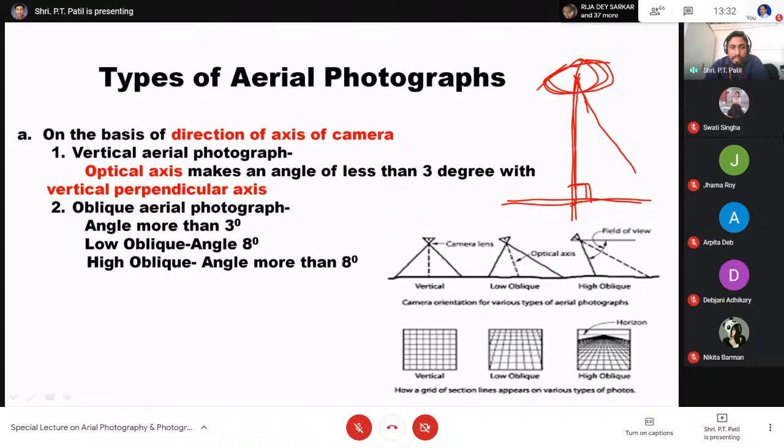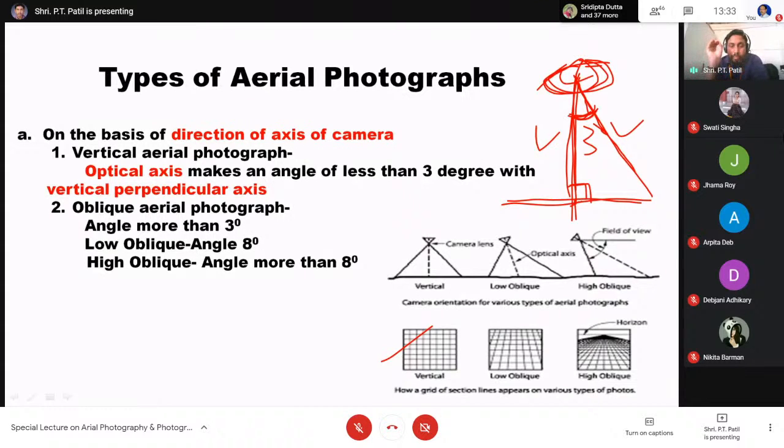So on the basis of the vertical and perpendicular axis, means the direction of the camera, there are three major types of aerial photograph. The first one is the vertical aerial photograph. When we look at the vertical aerial photograph, if the optical axis makes an angle of less than 3 degrees with the vertical perpendicular axis, if the angle between these two axes, this is the optical axis and this one is the perpendicular axis, is less than 3 degrees, then the photograph captured with the help of this kind of camera is the vertical aerial photograph. Okay, so a vertical aerial photograph generally has an angle between the vertical perpendicular axis and the optical axis of less than 3 degrees.